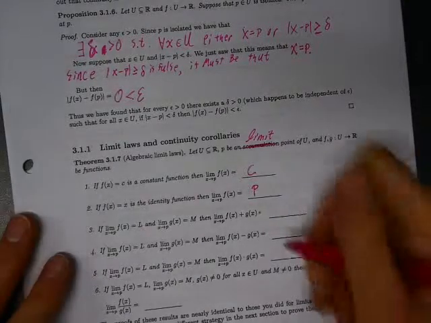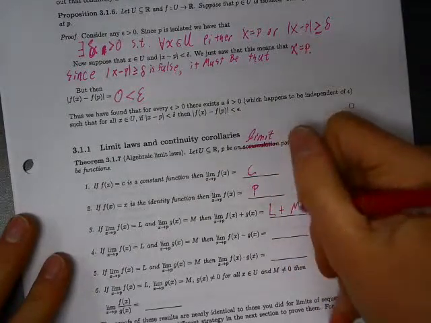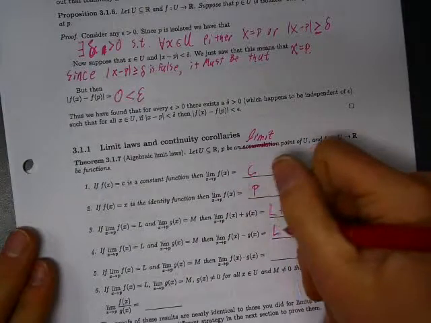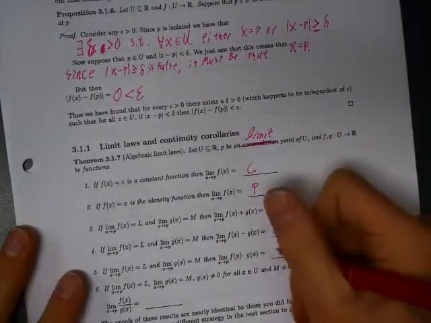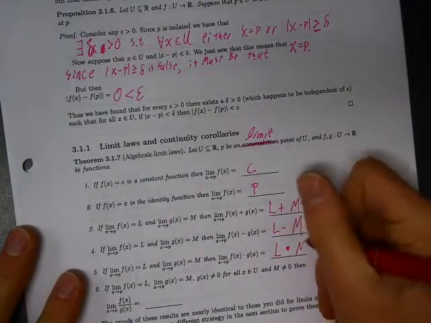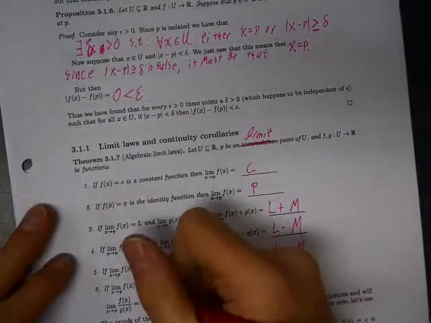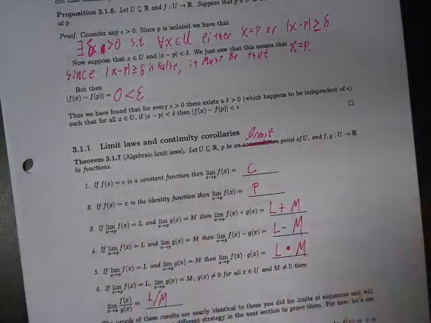Sum of the limits. What about subtraction? The difference between the limits. What about multiplication? The product of the limits. What about the quotient, assuming you never divide by 0? The quotient of the limits.